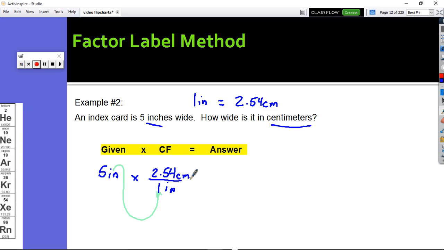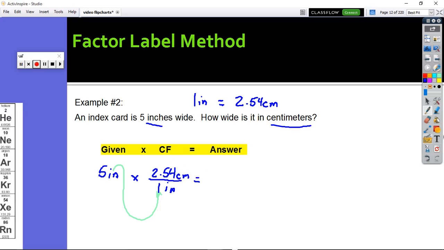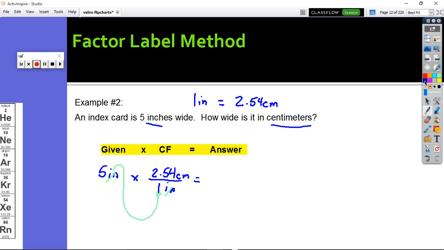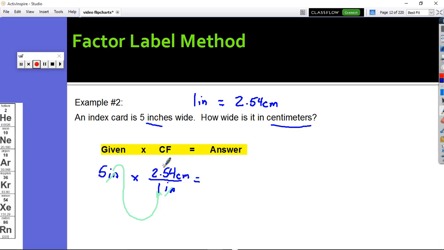Now, before we continue, let's cancel out what we can. Any unit that's exactly the same on the top and the bottom can cancel. So inches is the same on the top and the bottom. We're going to cancel that out. And then in the calculator, 5 times 2.54, then divided by 1. Always divide the bottoms. And you get an answer of 12.7 centimeters. And that is your answer.